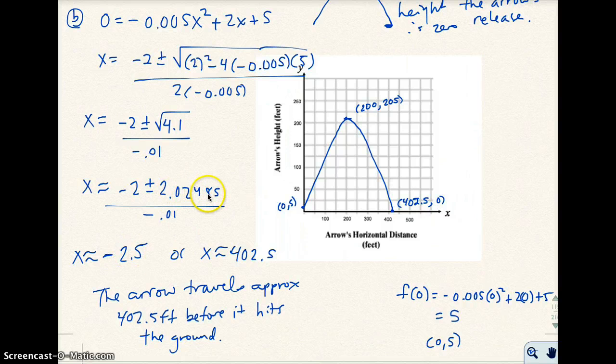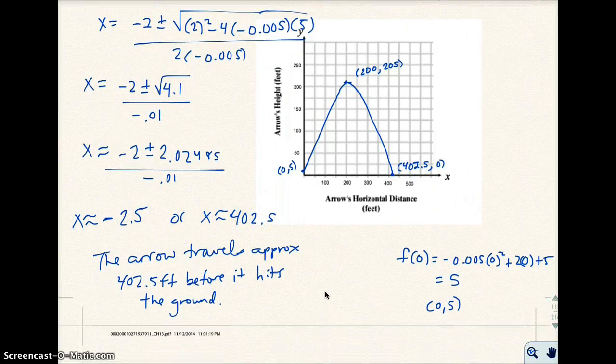So I rounded it off here 5 places. And then when I went ahead and found the 2 values, then I chopped it off at that point, because now that's my final answer. So I chopped off one place, or rounded off one place. I got 2 values, and I went ahead and disregarded this one, because the arrow's not going to come back. That would be right back here. And you want to know how far it reaches before it touches the ground, coming this way. The arrow travels approximately 402.5 feet before it hits the ground.